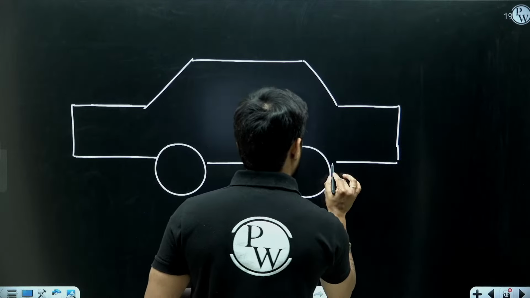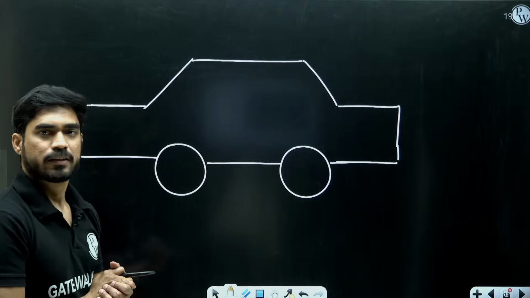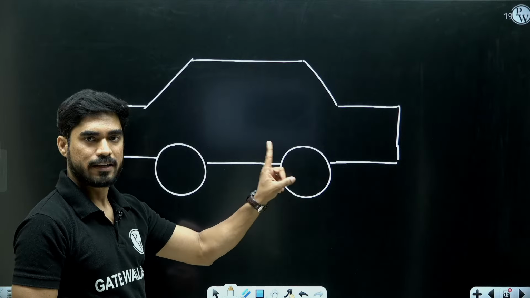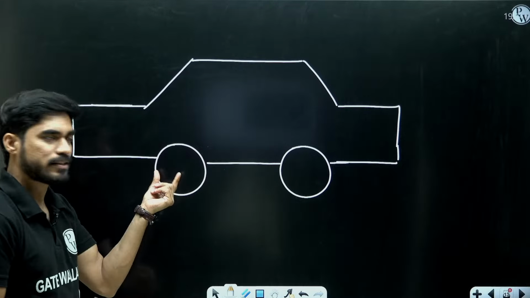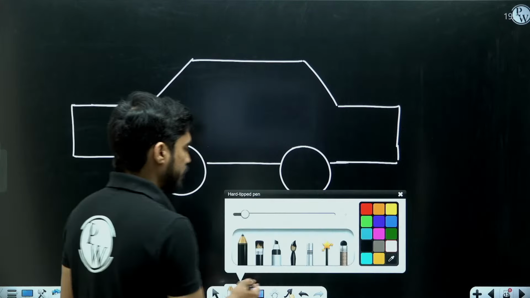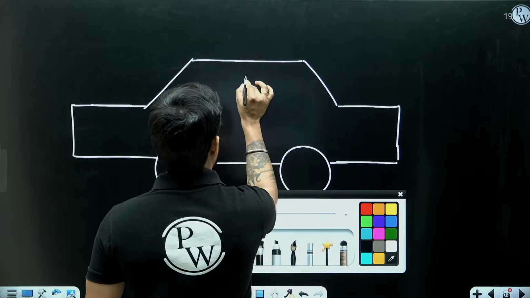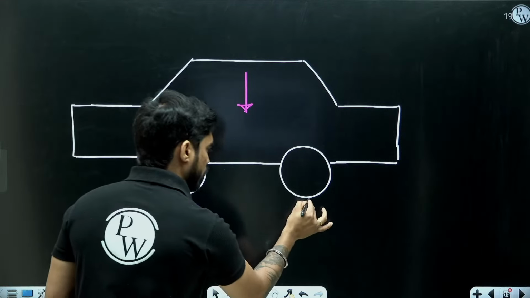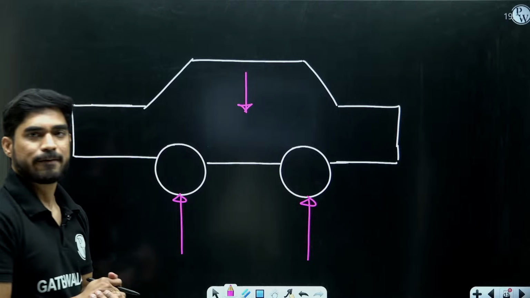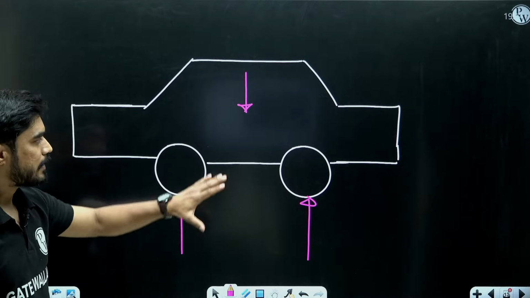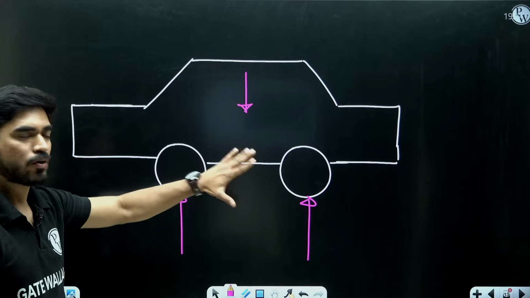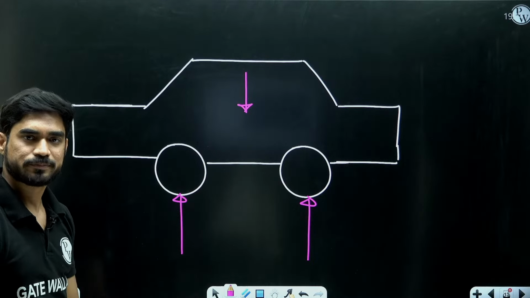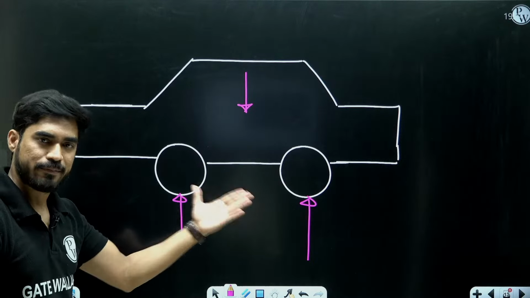But when I draw it in a single plane, then the front wheels will look like this. You will see only one single wheel, and for the rear wheels you will see only one single wheel. So when we calculate the forces, we assume that all these forces are in a single plane. Actually, does it have only these many forces? Is it a coplanar force system? No. Actually, it is a 3-dimensional force system.